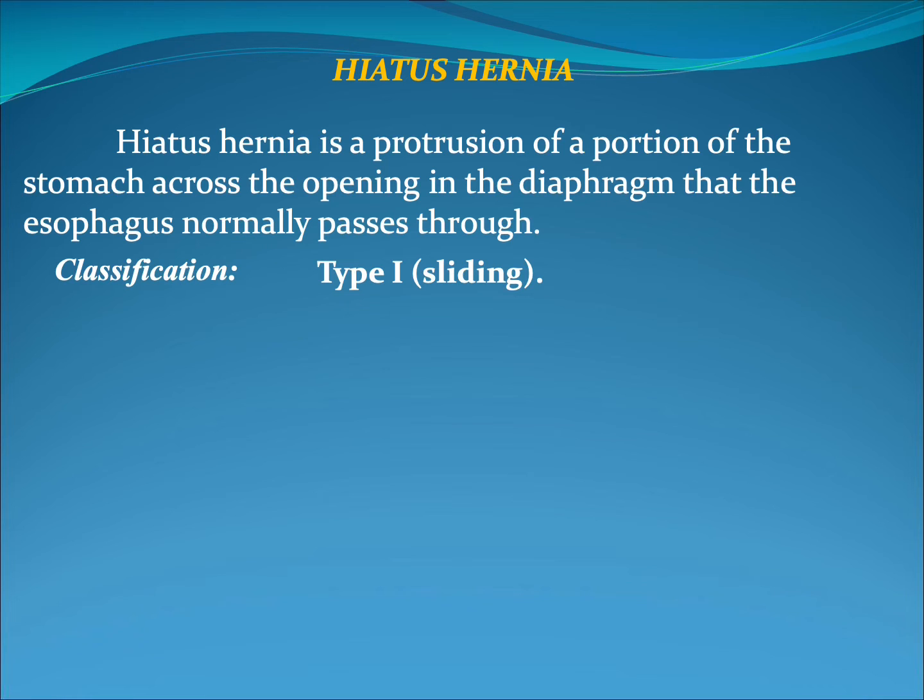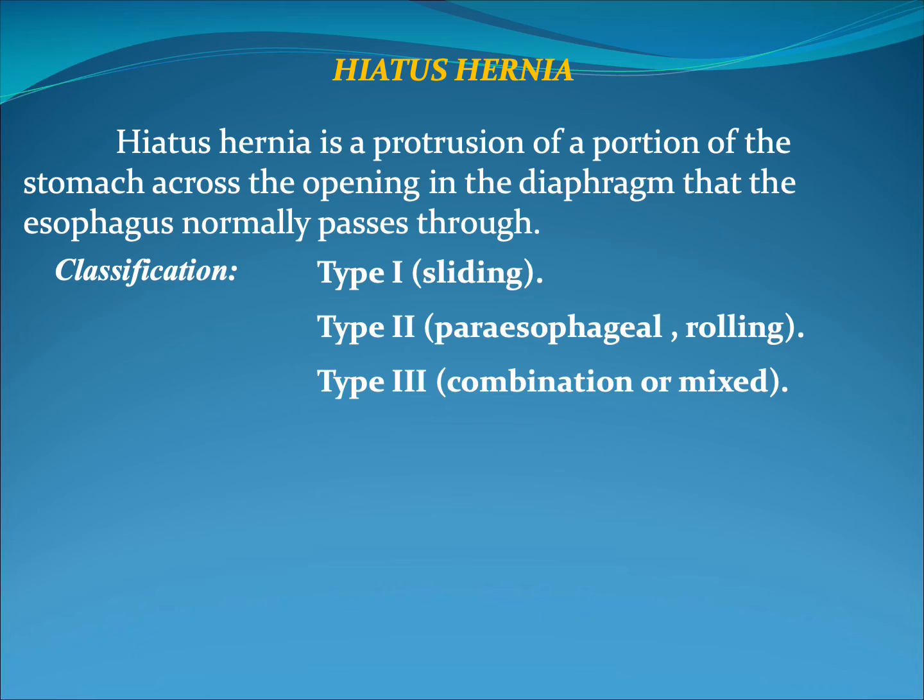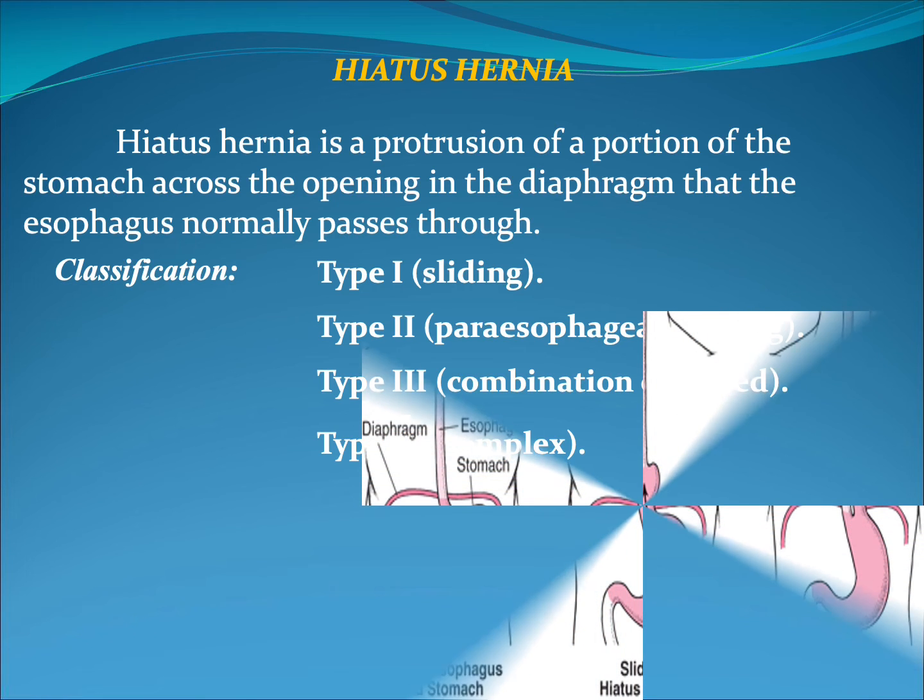And there's type 2, the paraesophageal or rolling hernia, where this time the gastroesophageal junction is below the diaphragm. However, part of the stomach is protruding through the esophageal hiatus to lie on the side of the esophagus, so that's called the paraesophageal type. There can also be a combination of both, when the gastroesophageal junction is above the diaphragm as well as protrusion of part of the stomach above the diaphragm close to the esophagus, or a complex type with other abdominal contents arising from the hiatus.